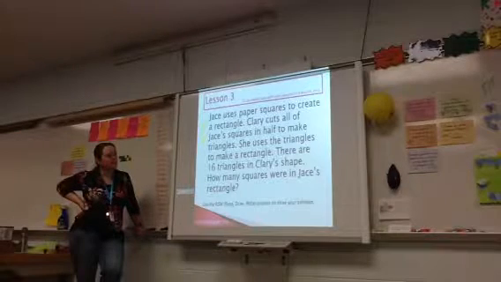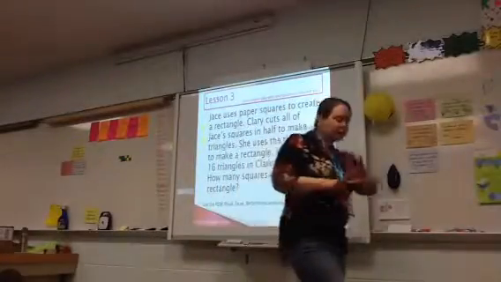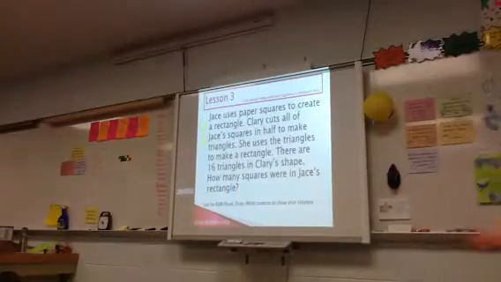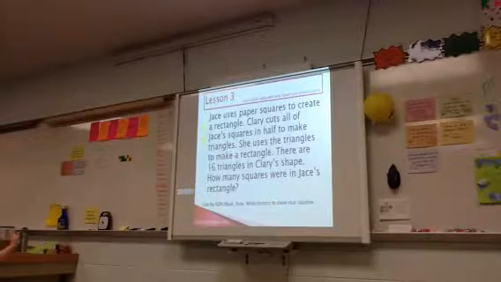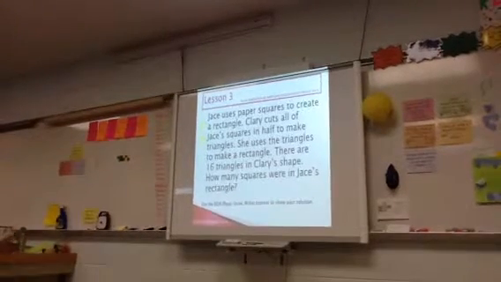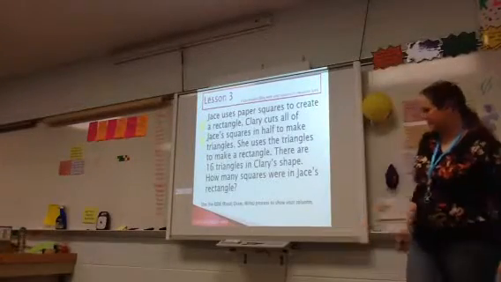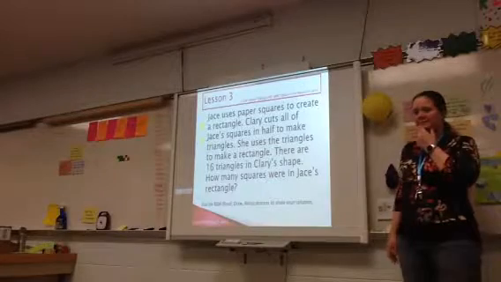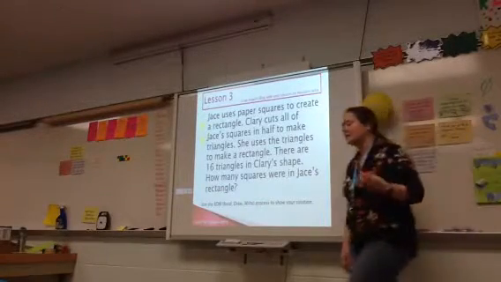They were squares. How many squares did Jace start with? Clary uses the exact same squares. She just cuts them in half. I know there are 16 triangles in Clary's shape. And what is the answer? And how did you find it? Mackenzie: The answer is 8, and I found it because 16 divided by 2 equals 8.